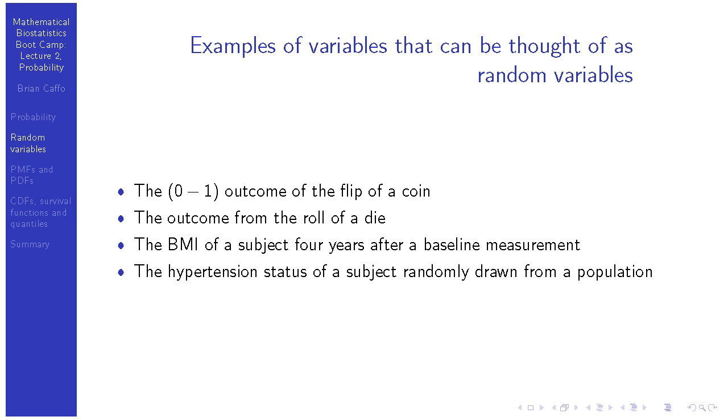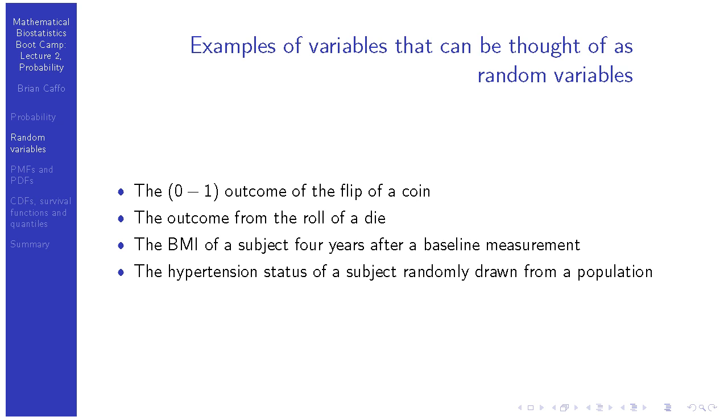So for example, if we have a random selection of subjects and we take their body mass index at baseline and then take it 4 years later, we might want to model that change in BMI, or the BMI after an amount of time, as being a random variable. Same thing with hypertension. We might want to model their hypertension status, whether they have hypertension or not, as a random variable. And this latter point also reminds us of why coin flipping is very important.